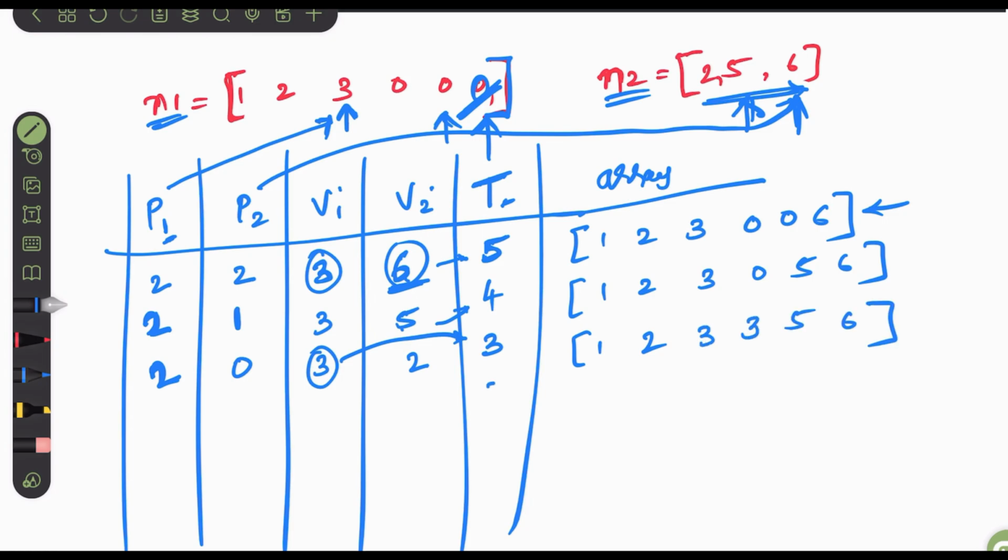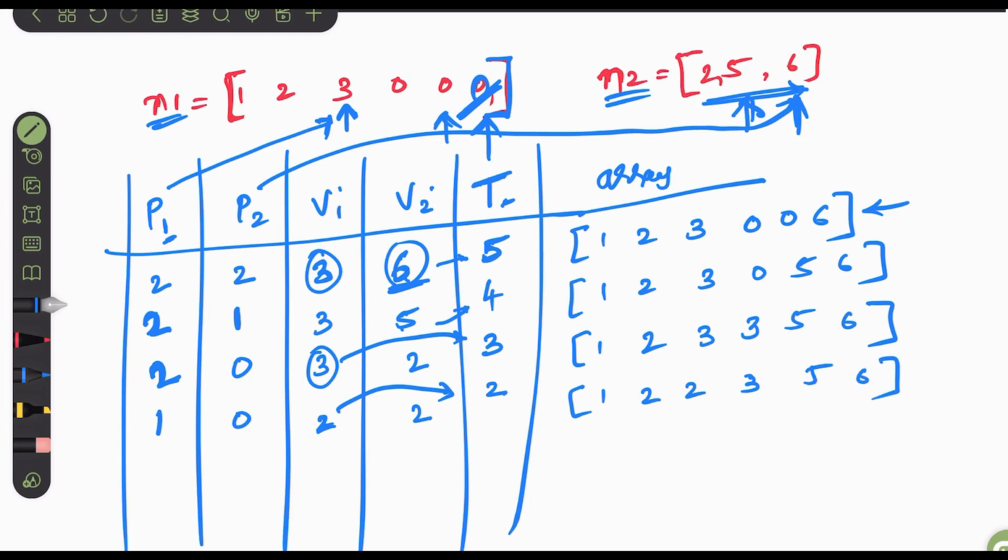So t will become 2, p1 will be decremented to 1, p2 will stay at 0. Now its corresponding values are 2 and 2. When both of the values are 2, we can save either of them. It doesn't really matter. Let's do the value at v1. So at this point, the array would be 1, 2, 2, 3, 5, 6.